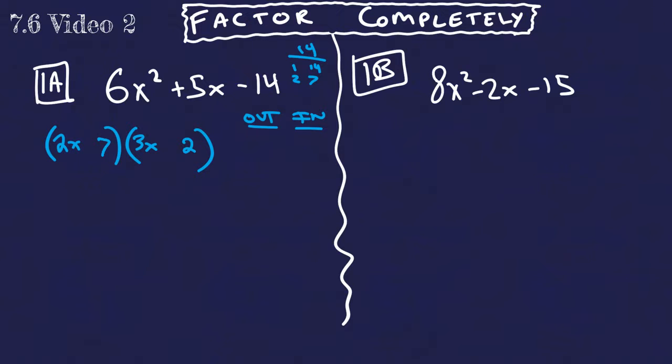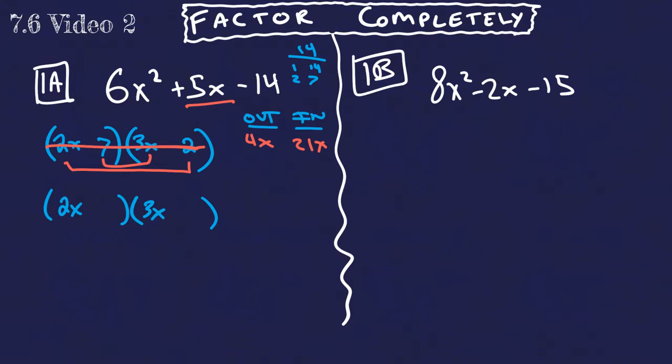And now I check the outsides. Let me get a different color. I check the outsides and I get 4x. I check the insides, I get 21x. There's no way to combine those to get the 5x that I need, so this is wrong. Maybe I switch the order here? Well, I already tried switching the order, so maybe I need to try the different numbers. Okay, so 14 and 1.